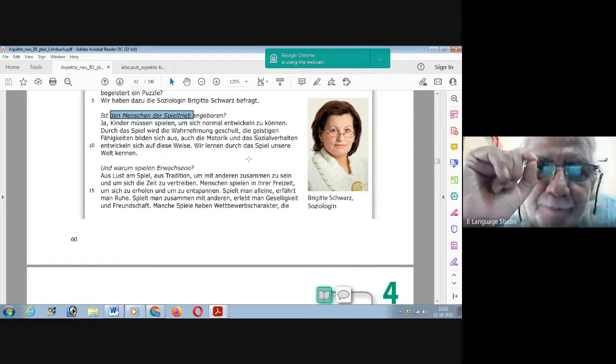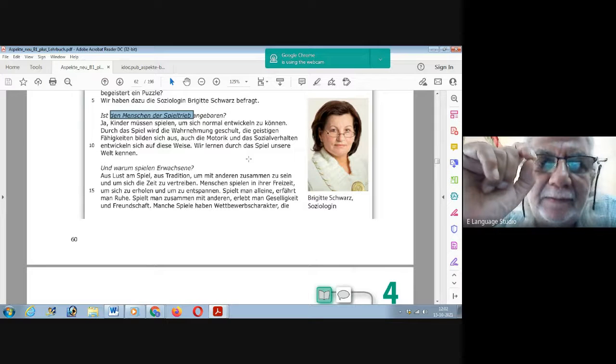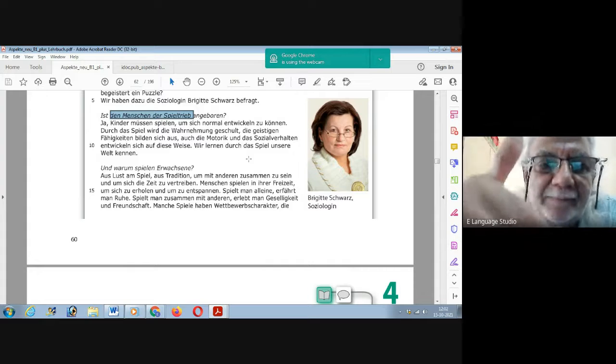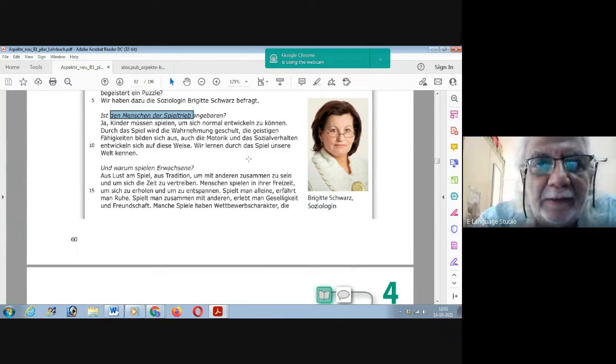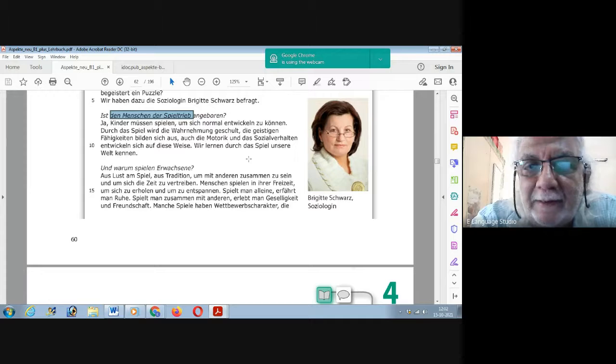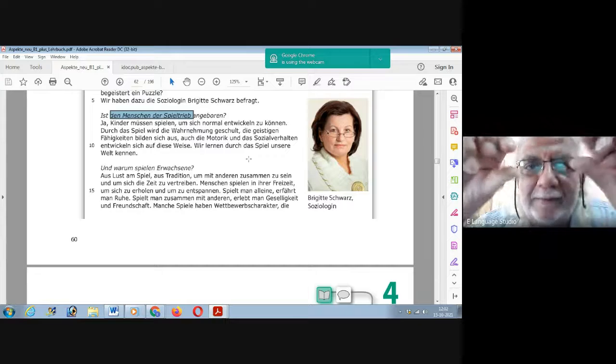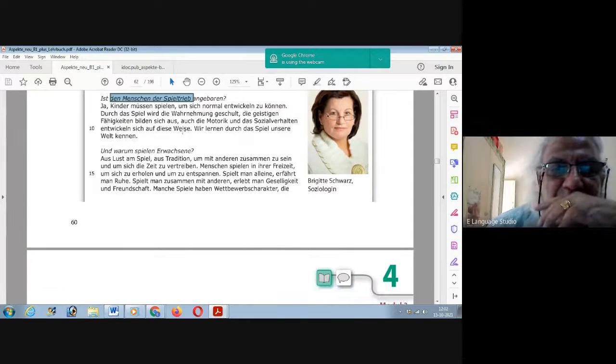So watch out for these small things when it comes to structure, and you can improve the structures yourselves by looking at these sentences carefully. Remember, we are not sitting in an exam. We are trying to learn here. And through these observations, our German can improve. When you write something, then you know exactly how to formulate that sentence. Ja, Kinder müssen spielen. Not spielen müssen.